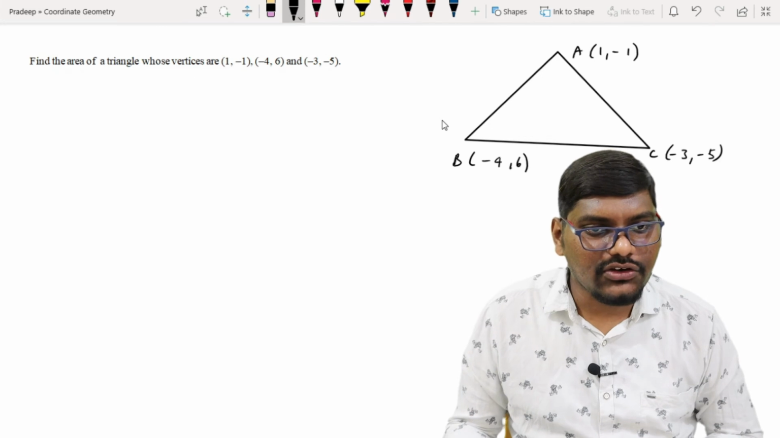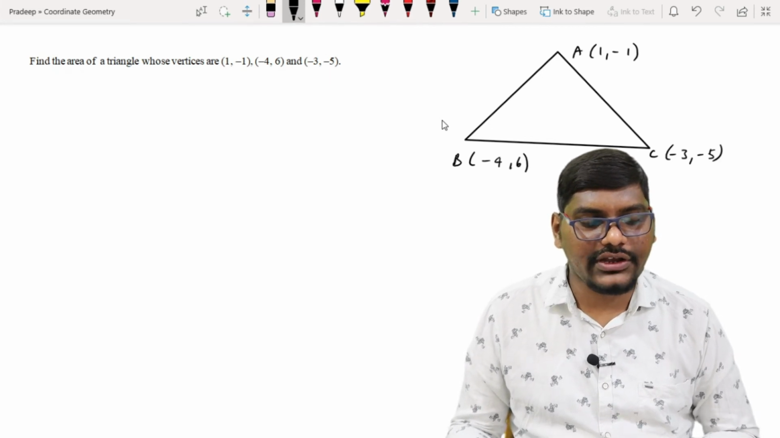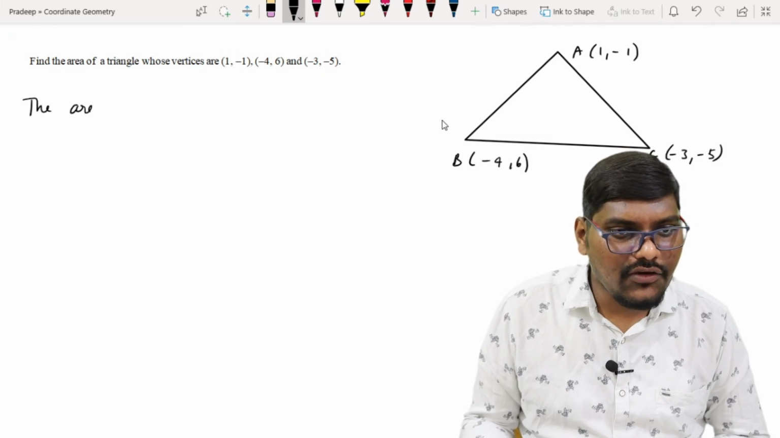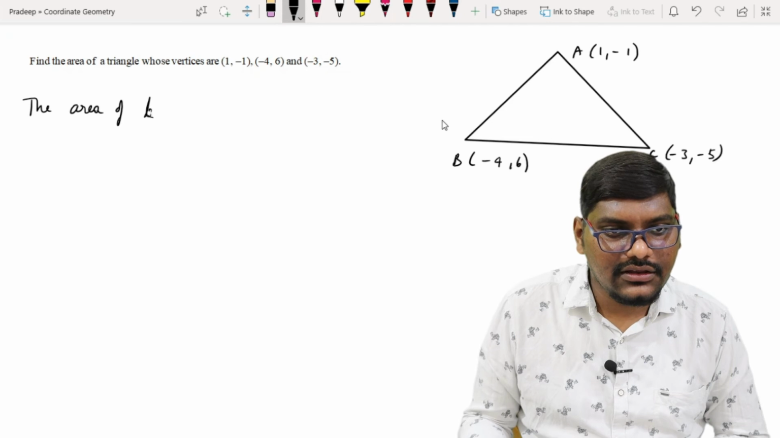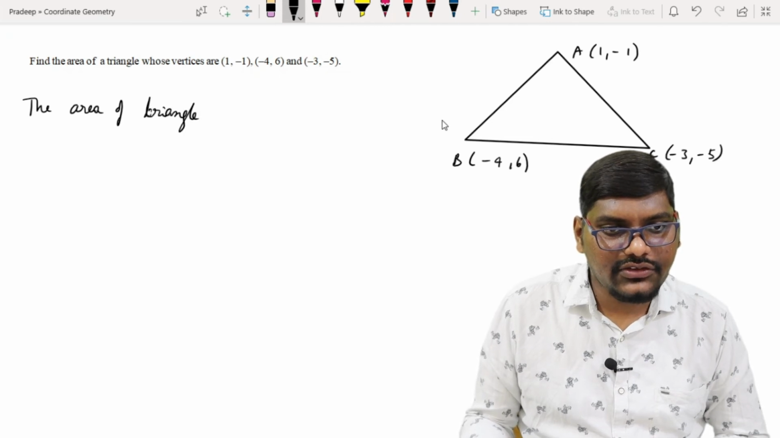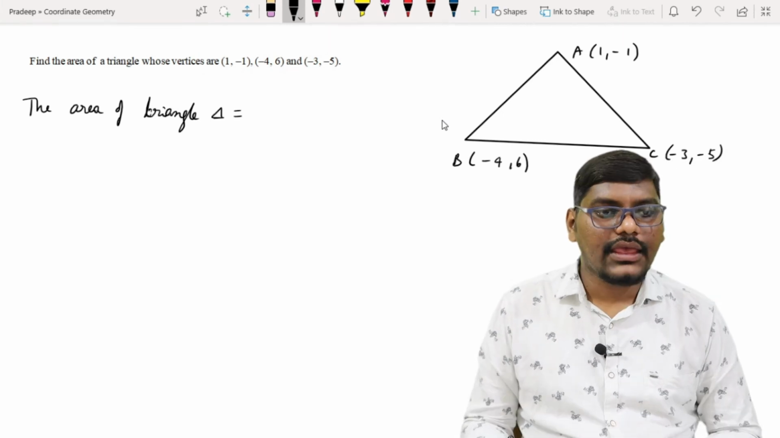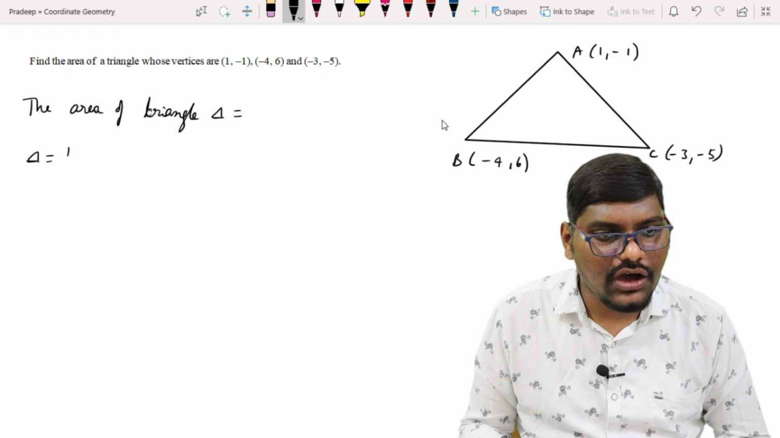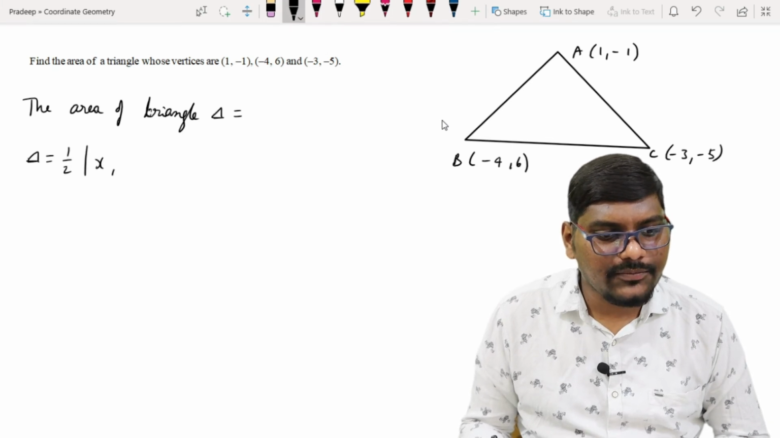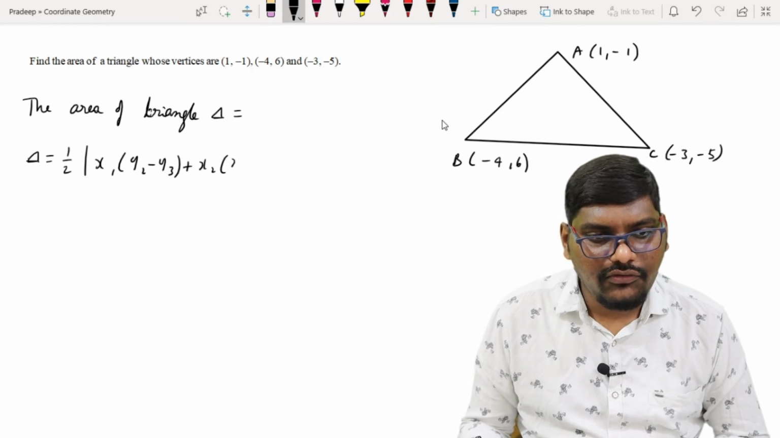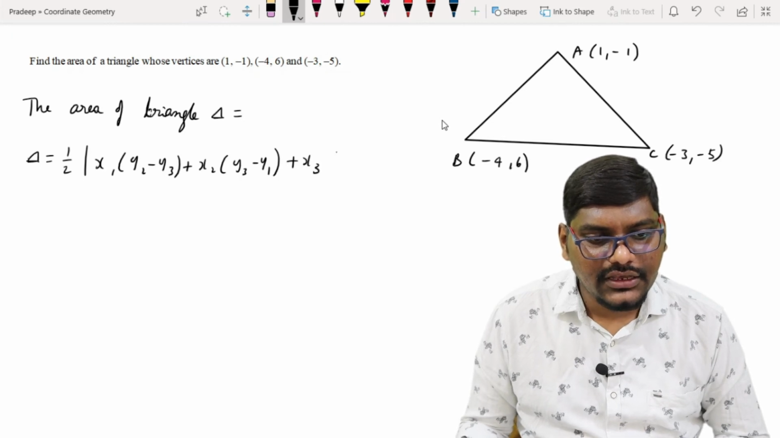So to find out the area of this triangle by using the coordinates, we have the formula, that is the area of the triangle, that is delta. We can write it as delta equal to half of x1 (y2 minus y3) plus x2 (y3 minus y1) plus x3 (y1 minus y2).